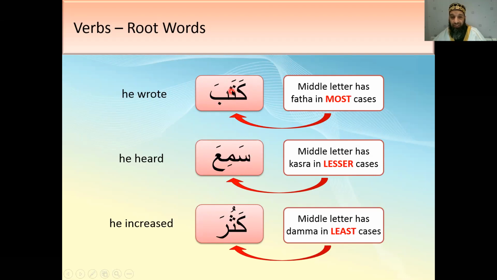the middle letter has a fatha in this case, a zabar. In this case, it has a kasra, a zair. And in this case, it has a dhamma, a pesh. Okay? So all this slide is showing is that in most cases, the middle letter is going to have a fatha, a zabar on it. In lesser cases, it's going to have a zair, a kasra under it. And in the least cases, it has a dhamma, a pesh on it. So that's just information for you to take away and understand.